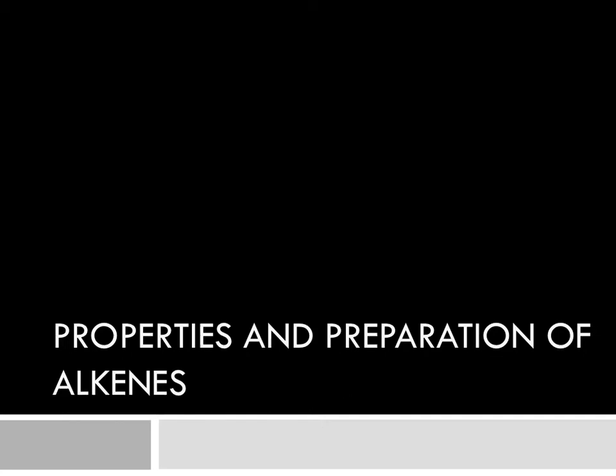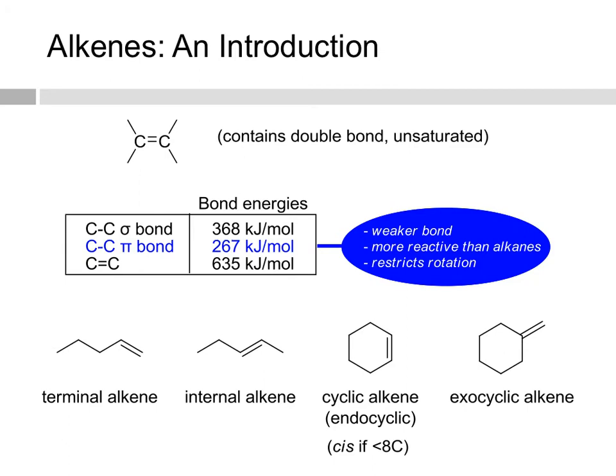This video covers the properties and preparations of alkenes. Alkenes are unsaturated molecules that contain one or more double bonds. The presence of the weak carbon-carbon pi bond makes it more reactive than alkanes. It also restricts rotation, inducing cis and trans geometry of the alkene.